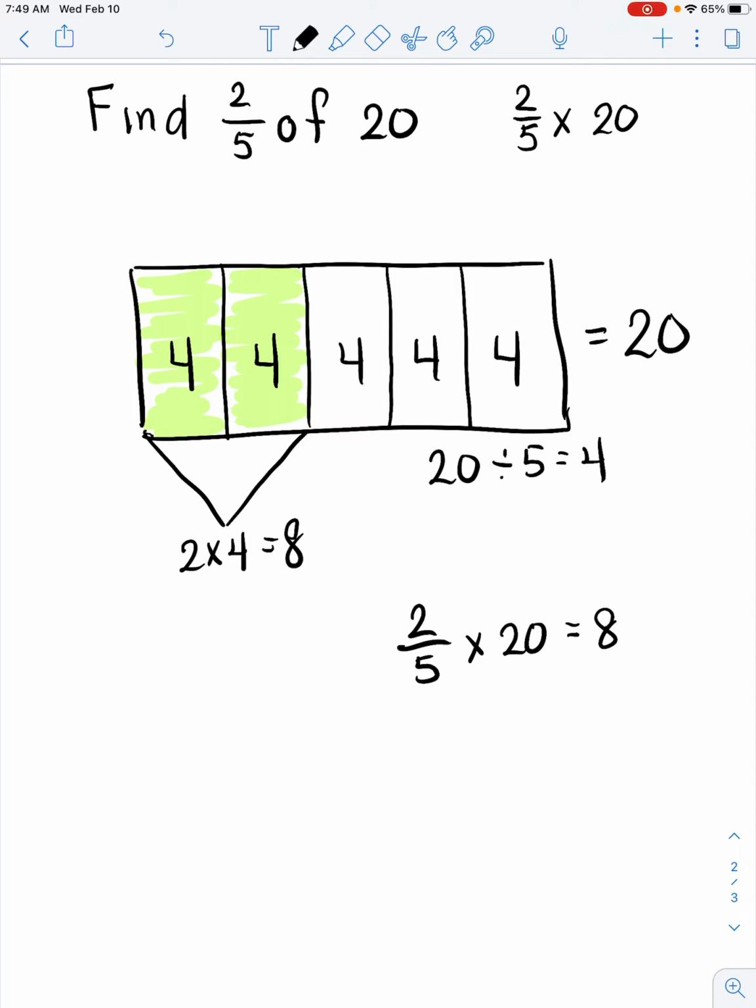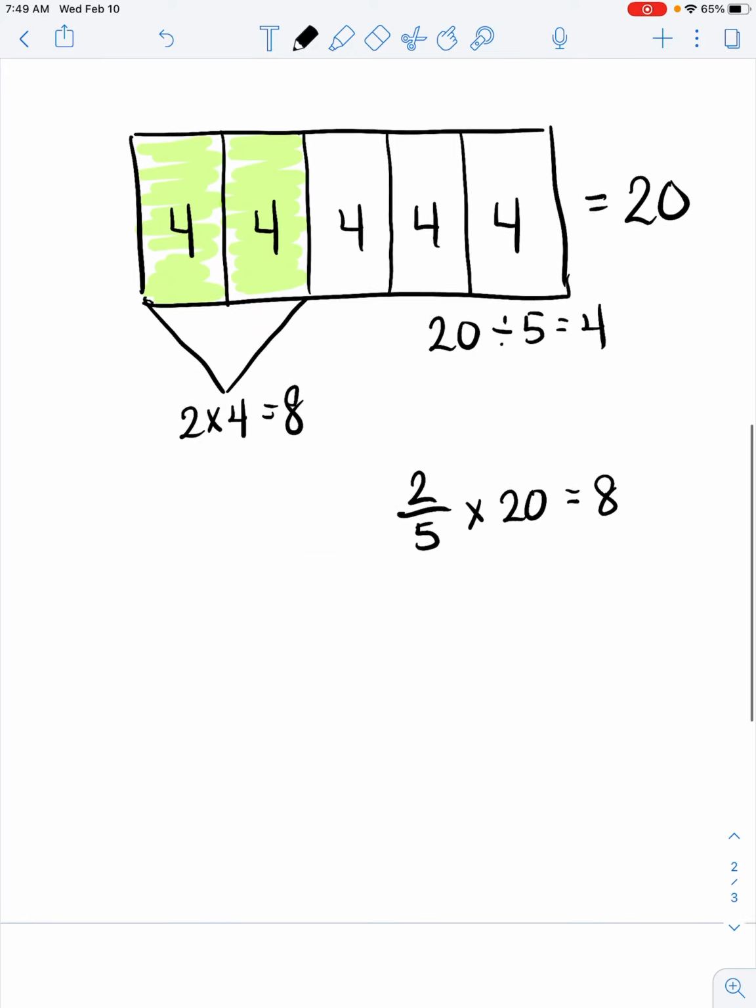And so that's how I use a bar. This is sort of a bar model. A fraction model and a bar model are the same. So if you know how to use a bar model for percents, this is great. Now, let's look at this a slightly different way.